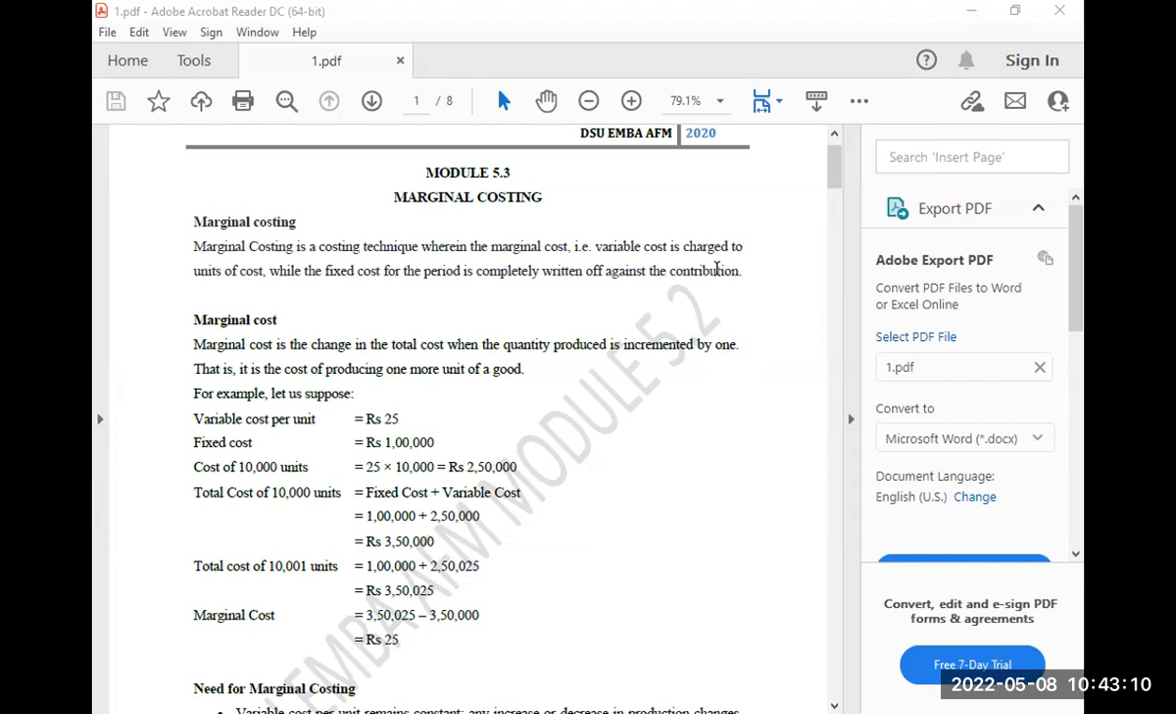According to marginal costing, we divide the cost into two. One is variable cost, another one is fixed cost. Variable cost and fixed cost. So what is variable cost? Anybody? What do we mean by variable cost?